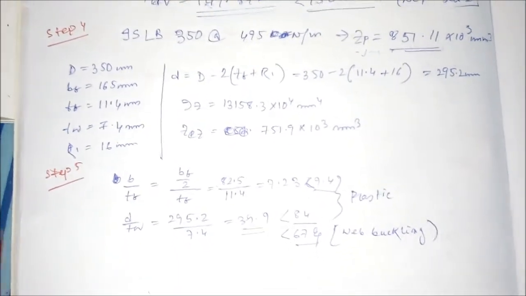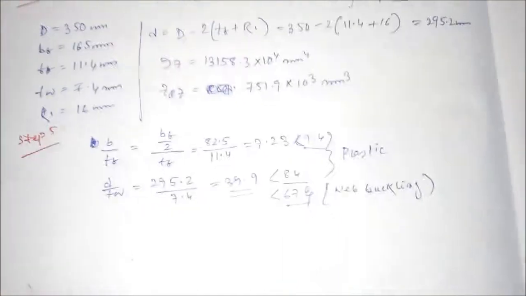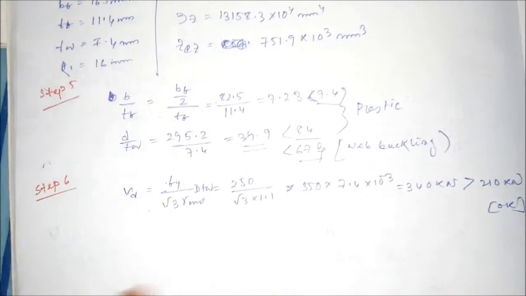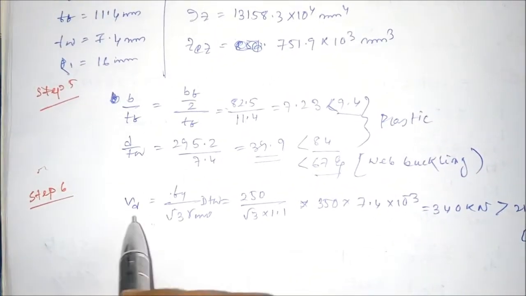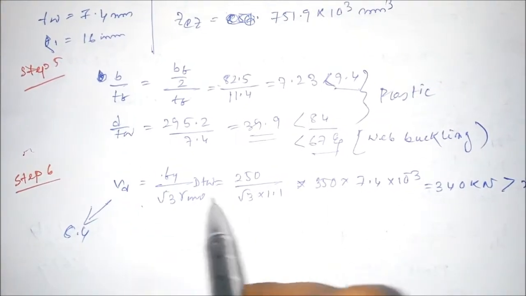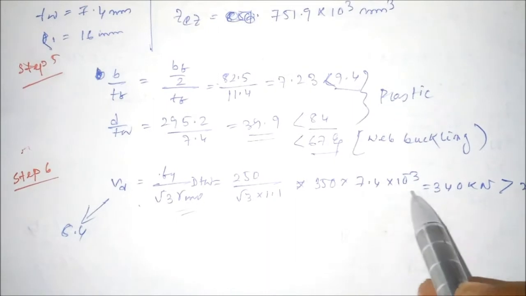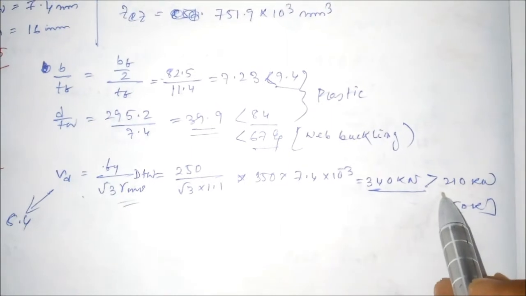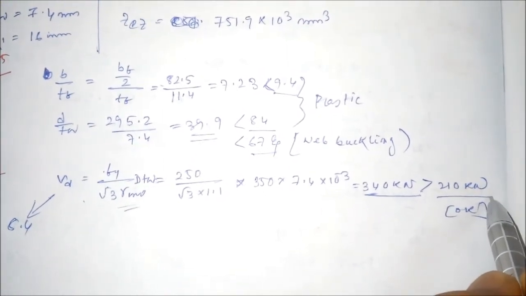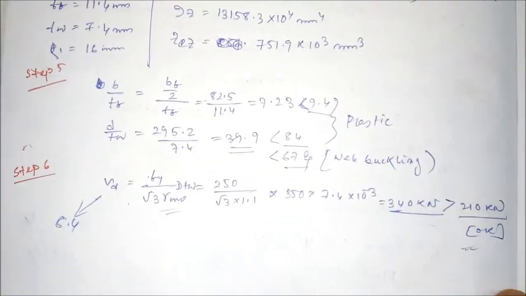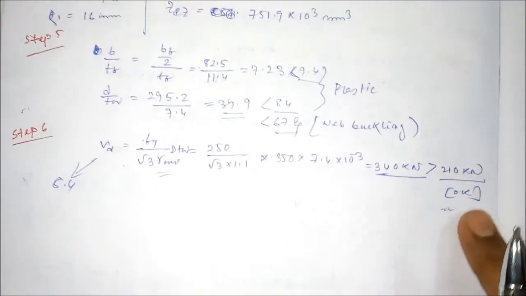So in step number 6 we need to find out the shear capacity. We are finding out the Vd value, which we will get from clause number 8.4, right? By this equation we will get the value of design shear strength. This is coming 340, which is greater than the maximum shear force acting. So this section is okay for shear condition, right? For this maximum shear force, this is okay.